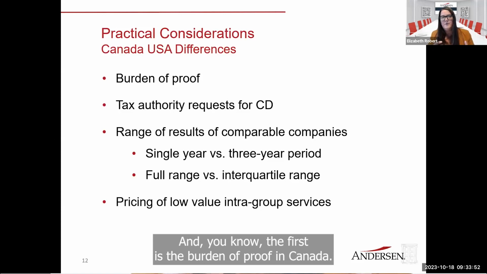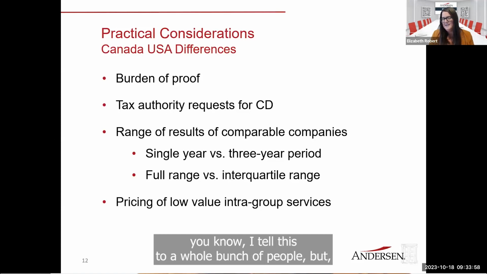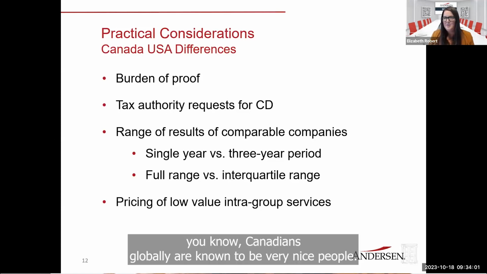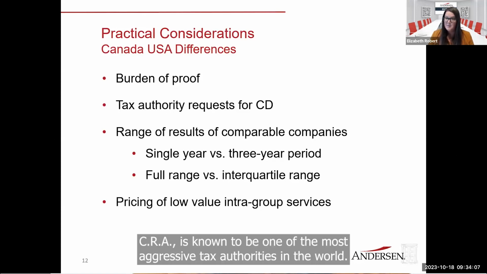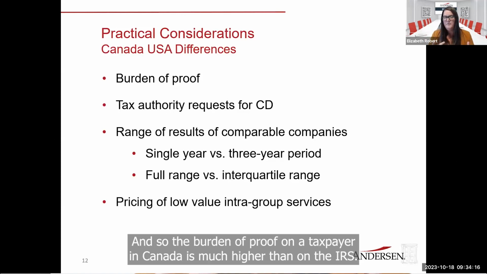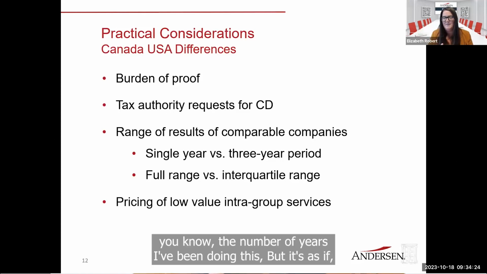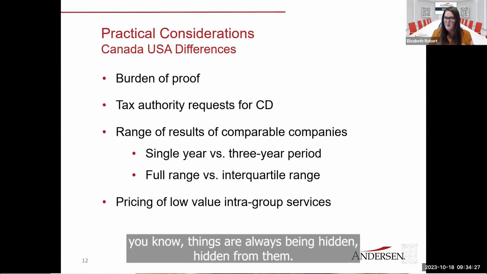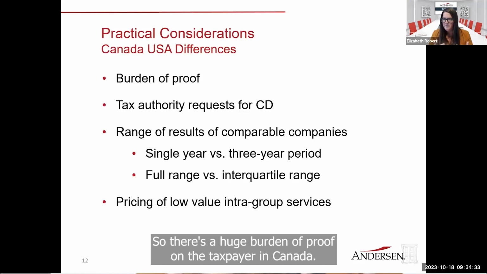The first is the burden of proof in Canada. Those of you who are Canadian know, and I tell this to a whole bunch of people, that Canadians globally are known to be very nice people. But our tax authority, the CRA, is known to be one of the most aggressive tax authorities in the world, because for whatever reason, they're tired of being stepped on. So the burden of proof on a taxpayer in Canada is much higher than with the IRS. Maybe it's my interpretation based on the number of years I've been doing this, but it's as if things are always being hidden from them, and they're getting the short end of the stick. So there's a huge burden of proof on the taxpayer in Canada.